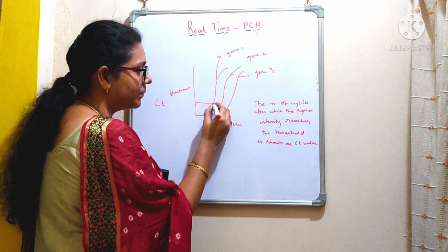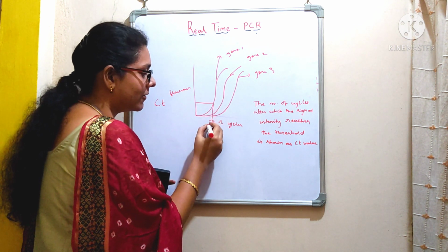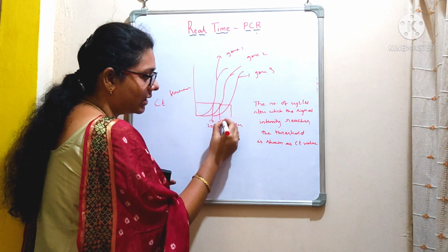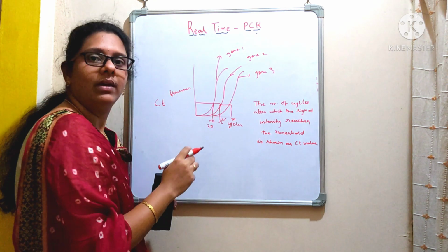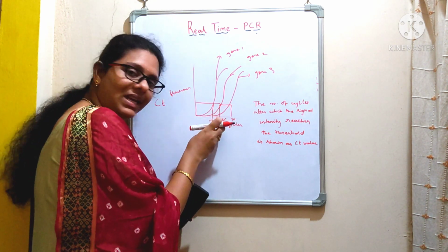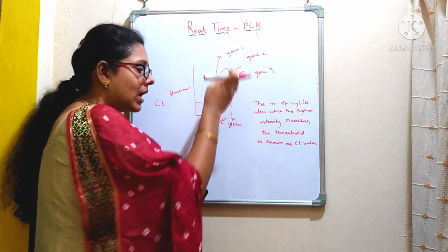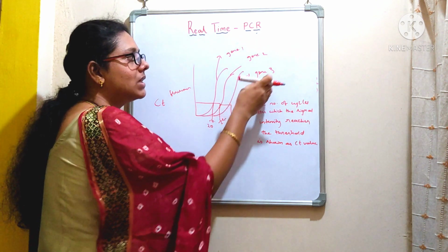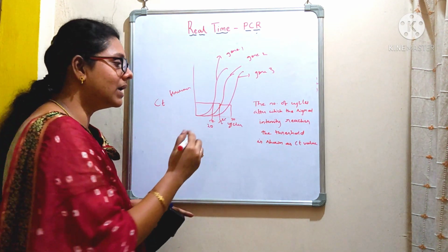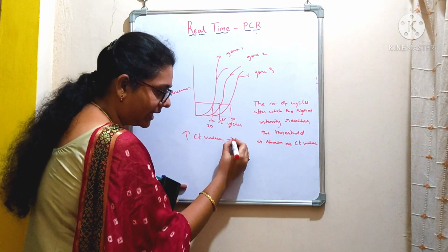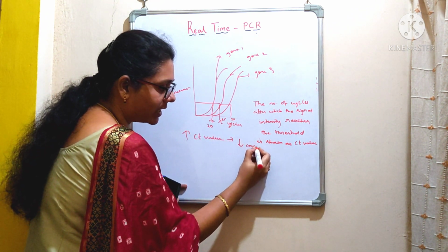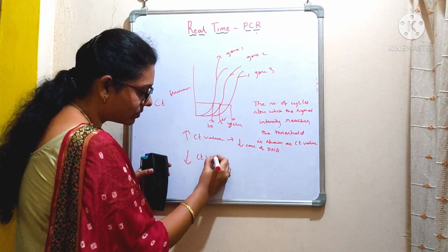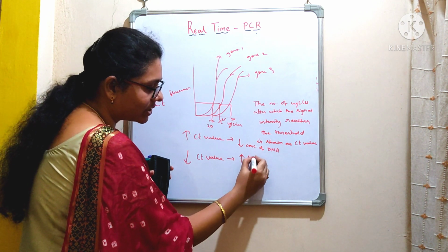For example, here for gene 1, maybe the number of cycles is like 20, and for gene 2 and gene 3 it could be like 25 and 30. That means after 20 cycles we could detect gene 1, after 25 cycles we could detect gene 2, and after 30 cycles we could detect gene 3. And remember, here high CT value indicates the low concentration of DNA, whereas the low CT value indicates the high concentration of the DNA.